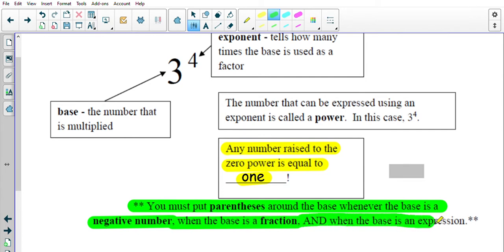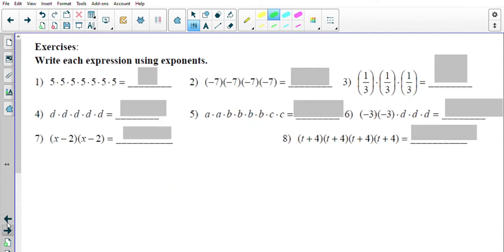And if your base itself is an expression, you'll put it in parentheses. These are some really important points for us. So let's take a look at our first set of examples. These first 8 exercise questions ask us to write each expression using exponents. So let's take a look at number 1.